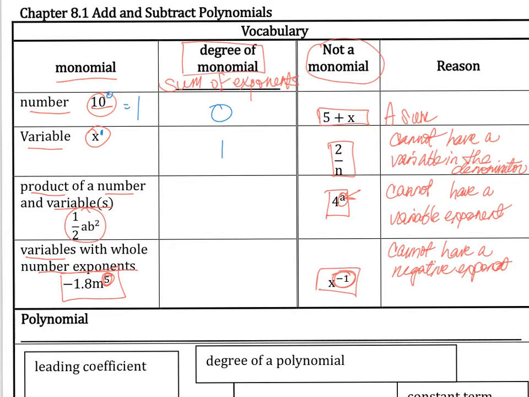And for the next one, the variable a has an exponent of 1. The variable b has an exponent of 2. So if we take 1 and we add 2, we get 3 as the degree of this monomial. And for the next example, 5 will be the degree of the monomial.